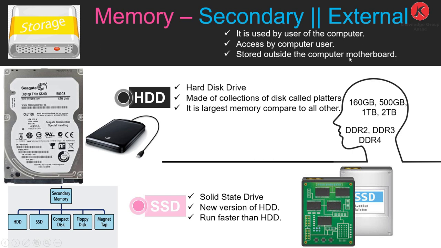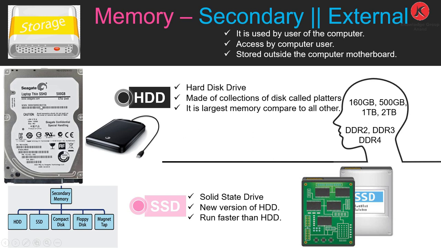It is stored outside the computer motherboard. For example, your pen drive and your external hard drive are called secondary devices. The first example of a secondary device is the hard disk. HDD stands for hard disk drive, made of a collection of disks called platters, and it is the largest memory compared to all others. The size of the hard disk may be 160 GB, 500 GB, 1 TB, or even 2 TB. Also, there are different types of hard disk.